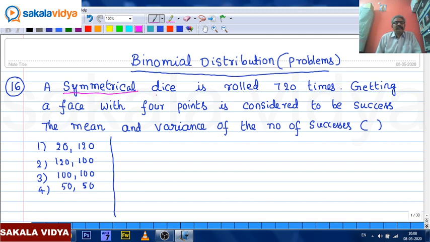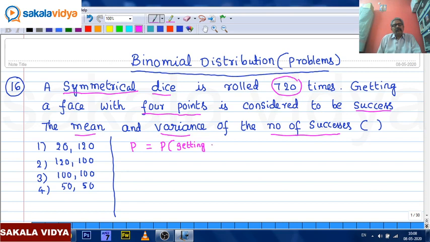A symmetrical dice is rolled 720 times. Getting a face with 4 points is considered to be success. We need to find the mean and variance of the number of successes. So first, the probability of success in this case is the probability of getting a number 4 when a die is rolled. So the probability of success P is 1 by 6, only one chance out of 6. The next, Q, will be very simple, 1 minus P, that is 5 by 6. Here how many times has this experiment been conducted? 720 times. So n is equal to 720. So we know the parameters: n is 720, P is 1 by 6.